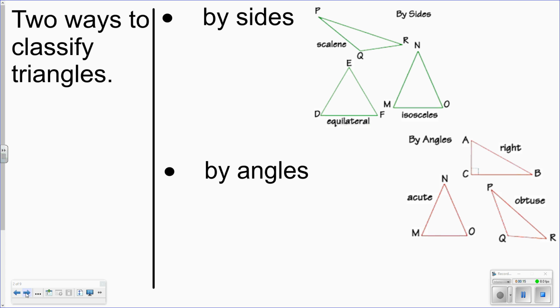There are two ways to classify triangles. One is by sides. We have the scalene, the equilateral, and the isosceles triangle. The other is by angles. We have the acute triangle, the obtuse triangle, and the right triangle. So when we use the Pythagorean theorem, it's only for the right triangle.